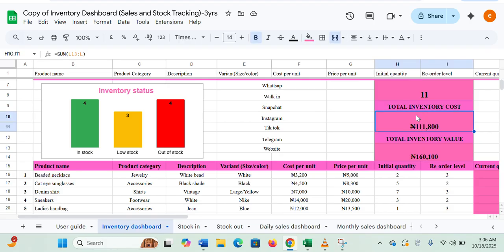Total inventory cost is just how much of your money is tied up in your goods as your investments. So for example, you took 200k to the market to buy your goods, and you want to know, without adding my profit, how much worth of goods do I have in my business. That is what is called total inventory cost. Total inventory value is the cost plus your profit. It tells you that, wow, all my money in this particular business is 160,000 naira. You really do not have to input anything here again. There are formulas there that do that for you.